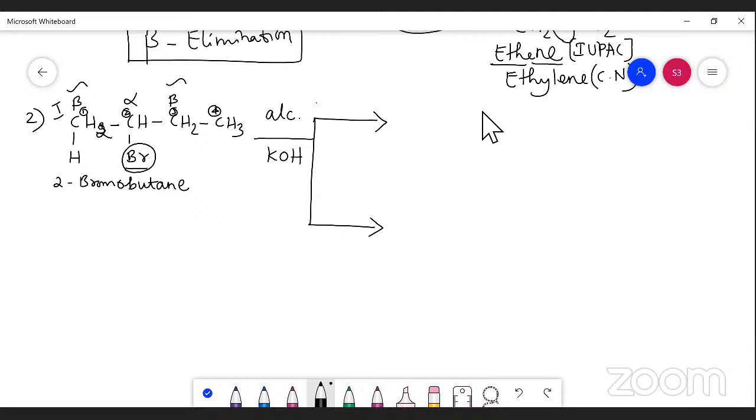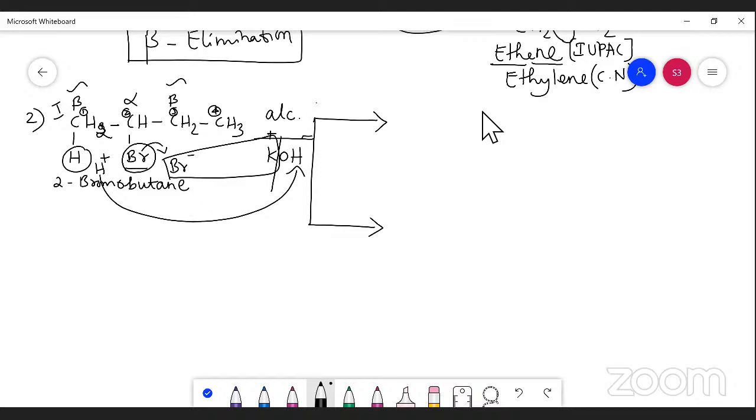Now, what is the first step? I'm going to eliminate Br as Br minus and H as H plus. The reactant is K plus and OH minus. The Br added with the K will give KBr, and the H plus added with the OH minus becomes a water molecule. This is your side product.